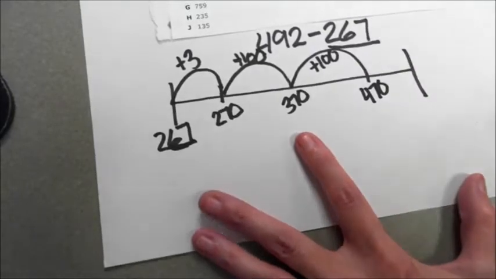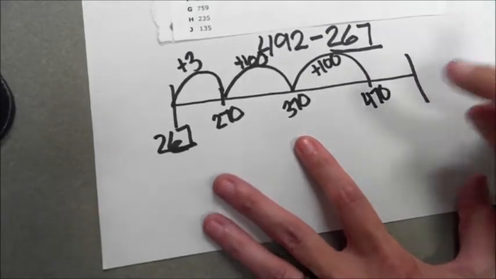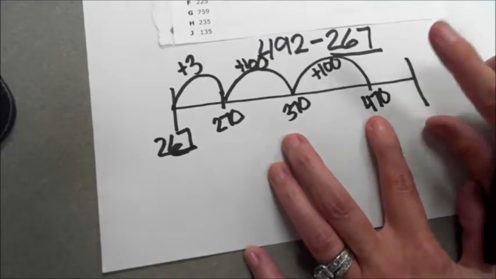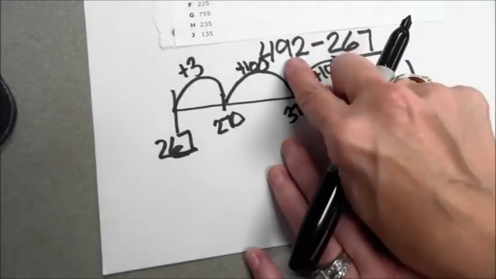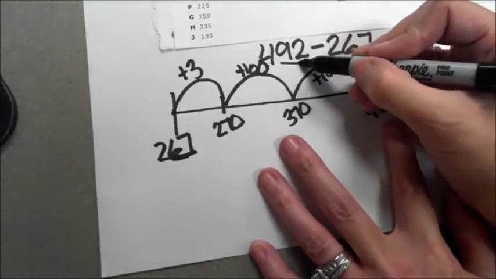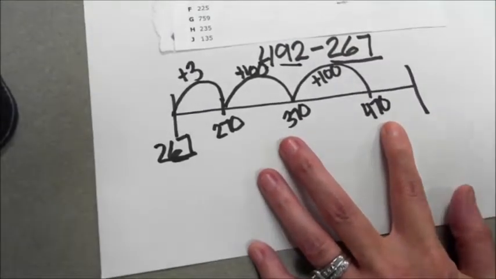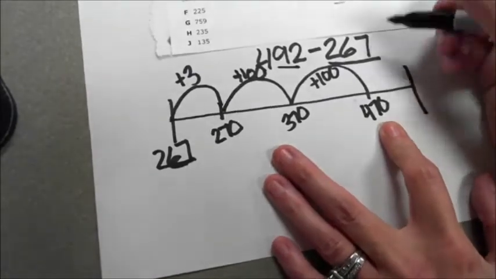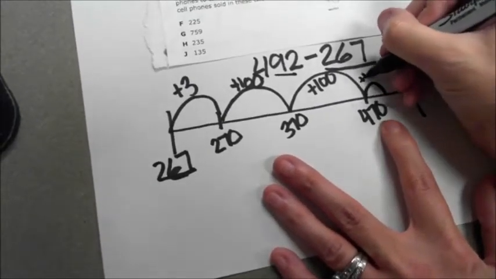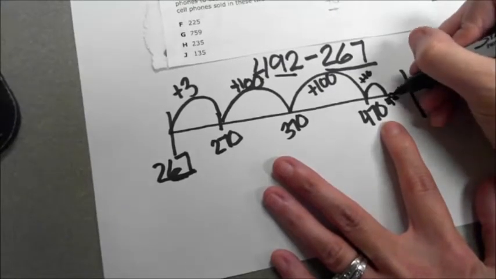Now can I go to my next 100? I'm thinking if I did, it would go to 570, and that would be way past my whole. So I'm at 470, and now I need to get to my 92 from 70. I can go to my next 10. So I'm going to put 10 up here, and I'm at 480.